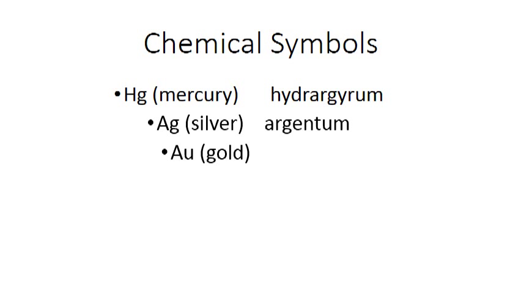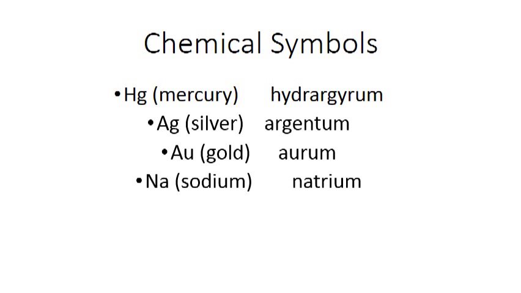Au is gold's symbol, and the Au comes from the word aurum, which is Latin for gold. Now sodium, its symbol is Na, and Na comes from natrium, which is Latin for sodium. And natrium actually comes from the French word natron, which is basically baking soda. And baking soda contains sodium, so that's how it all sort of mixes together there.